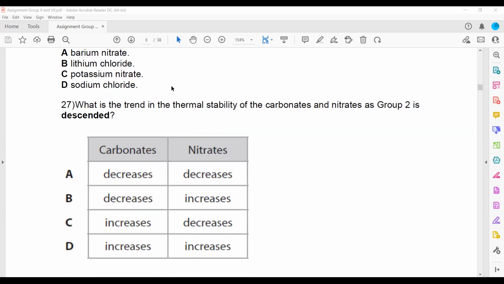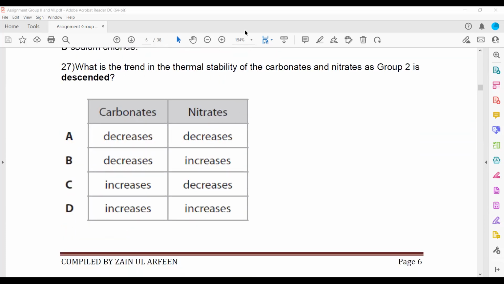In question 27, what is the trend in thermal stability of carbonates and nitrates? Thermal stability for all hydroxides, carbonates, nitrates increases as we go down the group. For example, the substance becomes more thermally stable. Why does it become more thermally stable?